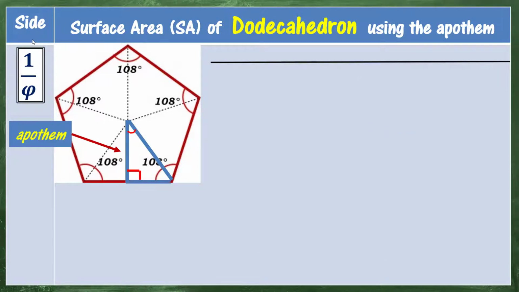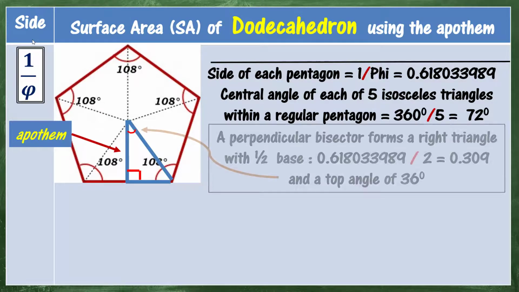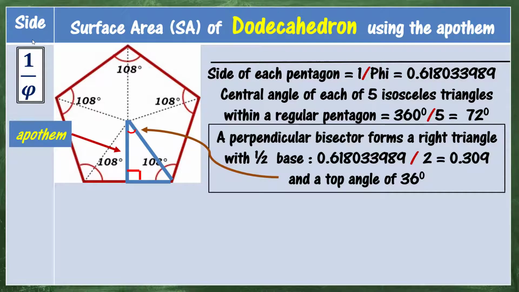Well, we know the length of each of the sides of our regular pentagon. That is, they are 1/5. The pentagon is divided into 5 isosceles triangles. Each has a central angle of 72 degrees. Now the apothem will be that angle's bisector and form a top angle of 36 degrees, a right triangle with the base, and half the base will be 0.309.